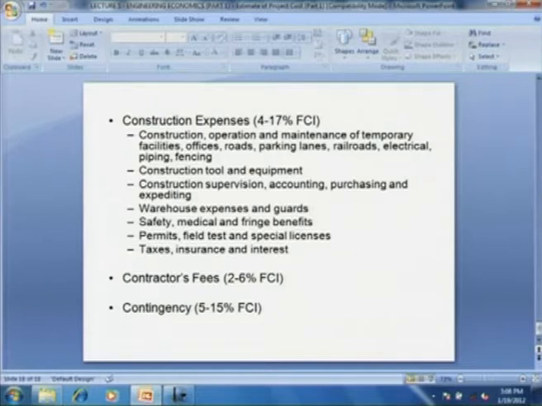Then finally are the two components, the contractor's fee, that is typically 2 to 6% of fixed capital investment, and then contingency, which is 5 to 15% of fixed capital investment. Contingency grant is for unforeseen expenses such as sudden price rises, or if there is any flood or any natural calamity, then the funds required for the damage caused or to compensate for the price rise.